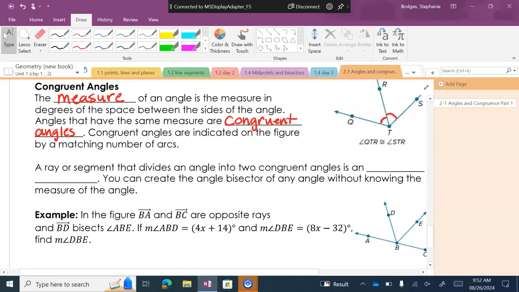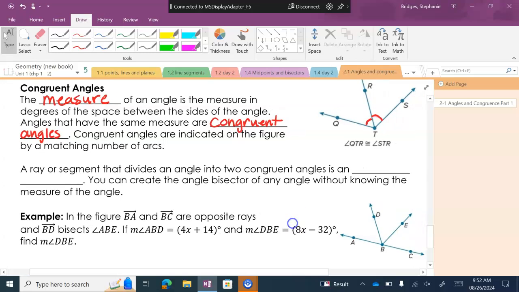Then the next part, a ray or segment that divides an angle into two congruent angles is what we call an angle bisector. Remember how we discussed a segment bisector last time? An angle can be bisected as well. That means it cuts the angle into two congruent angles. You can create the angle bisector of any angle without knowing the measure of the angle. We're not going to talk about how to do constructions though, but you can do that. Is everybody okay so far?